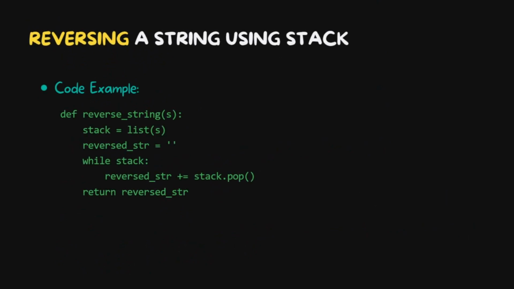Here's how this works. We convert the string S into a stack by turning it into a list. Each character in the string is now an element in the list. We initialize an empty string, reversed_str, to hold the reversed string. Then we enter a while loop that continues as long as the stack has elements. Inside the loop, we pop the top element of the stack, which gives us the last character that was added. Then we append this character to the reversed string. That's the operation being done here.